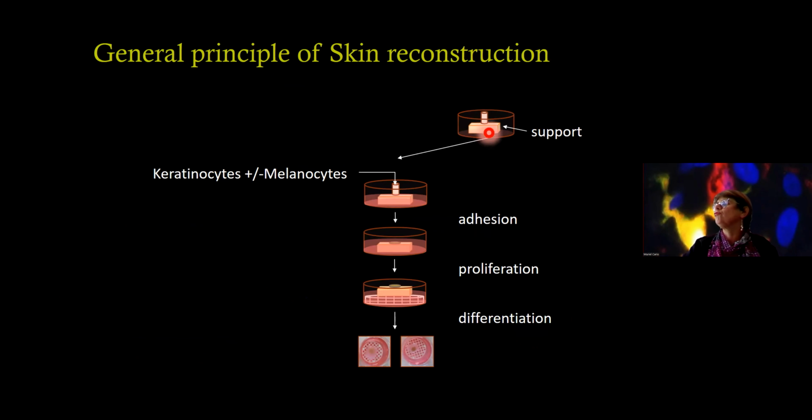There are different supports I will detail after that, but you mainly have the support. On the support, you put a chamber or an insert. You put the cells, keratinocytes or melanocytes. You let them adhere, and then you put them in submersion to allow the proliferation of the cells. Then you put them in an air liquid interface, named ALI, to induce the differentiation of the skin. After that, you obtain skin. Here you have a pigmented skin and a non-pigmented skin.